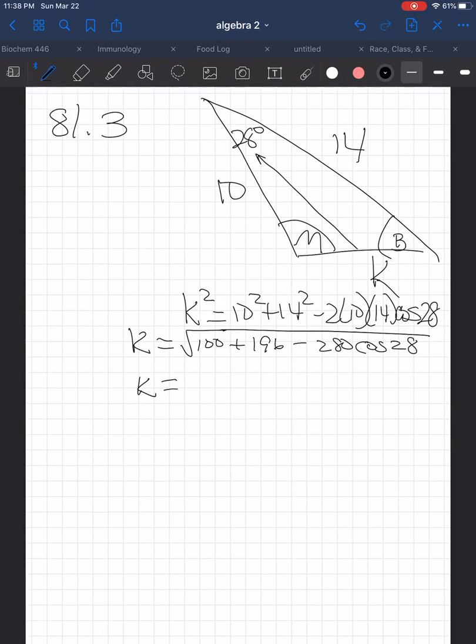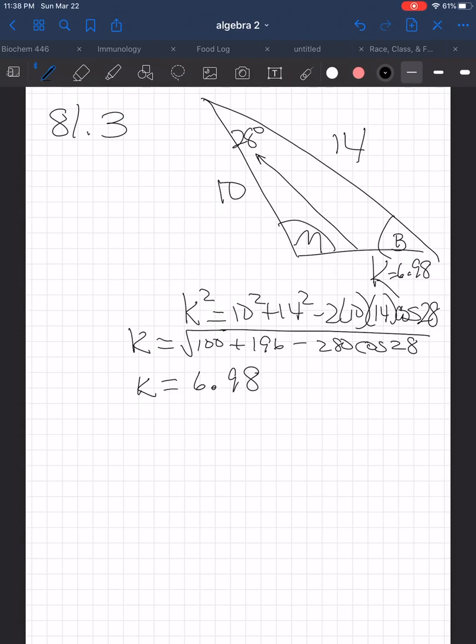I'm going square root of minus 280 cosine 28. I get 6.98. What do you guys get? That is correct. So if you don't get that, go back and put it in your calculator again. And remember, always check to make sure your calculator is set in degrees.